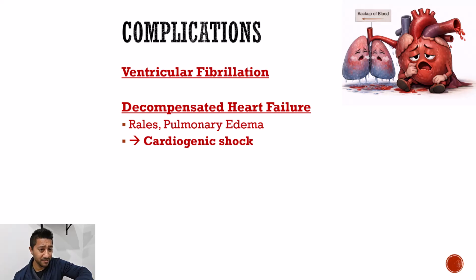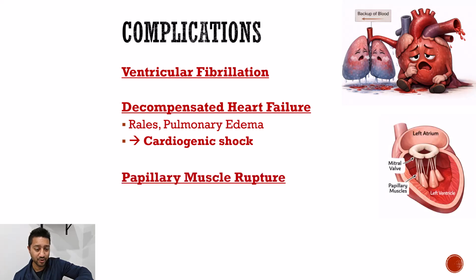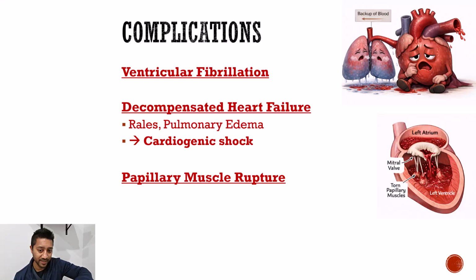Now, if there's one complication I would make sure that you know, that would be papillary muscle rupture. The boards love this one. After an MI, the papillary muscles undergo slow inflammation and death, and that can lead to a rupture of those papillary muscles after a few days, usually like 3 to 7 days. This causes the patient to develop an acute mitral valve regurgitation because the mitral valve loses its integrity to actually close properly.